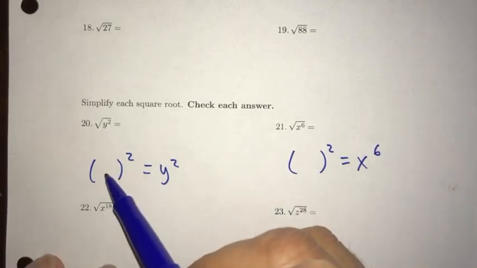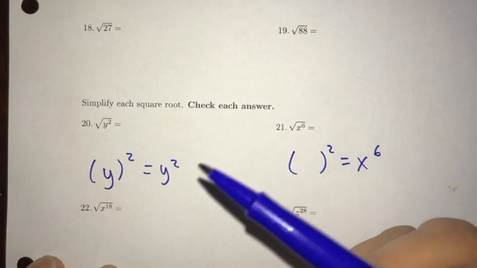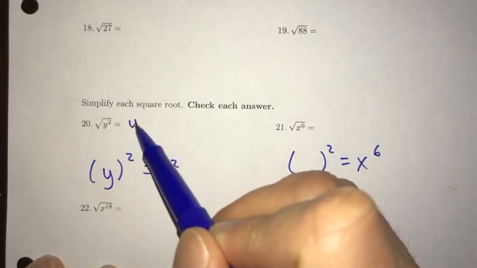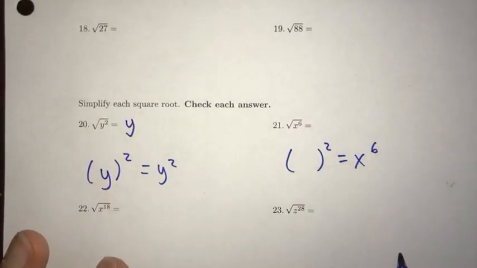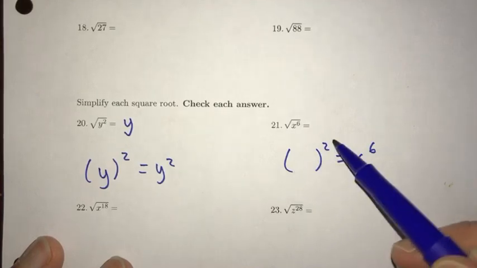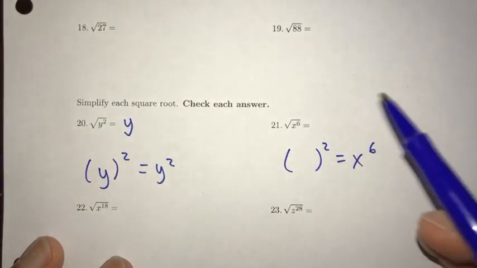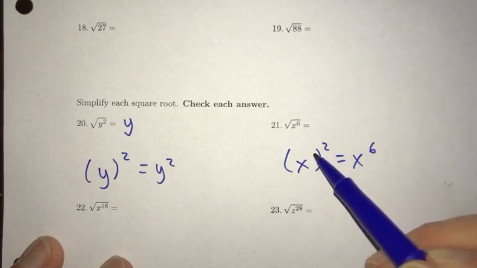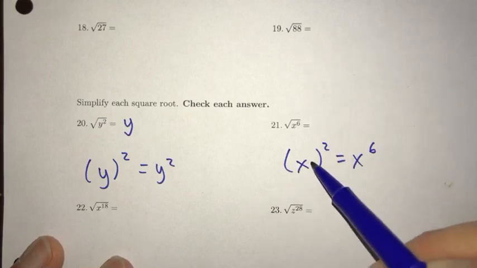Now here, what do I square to get y squared? I mean, it's just y, right? Well, therefore, the square root of y squared is just y. Now, what would I have to square here to get x to the 6th? Well, I think it's going to be x squared. Okay, that's not x to the 6th.